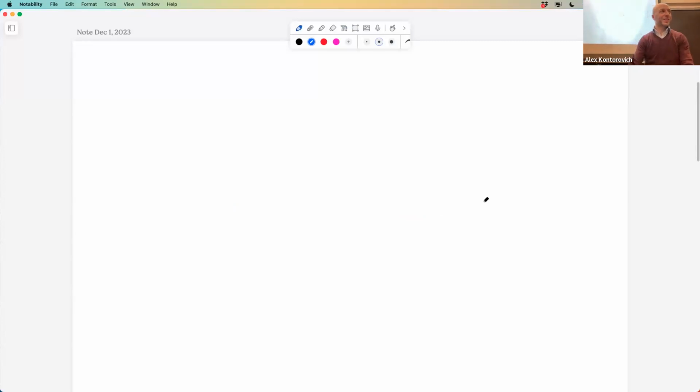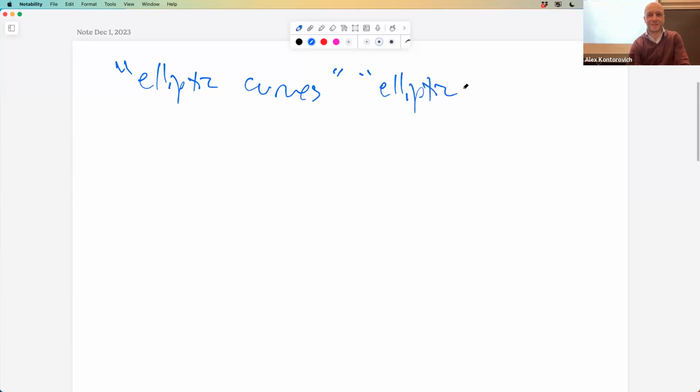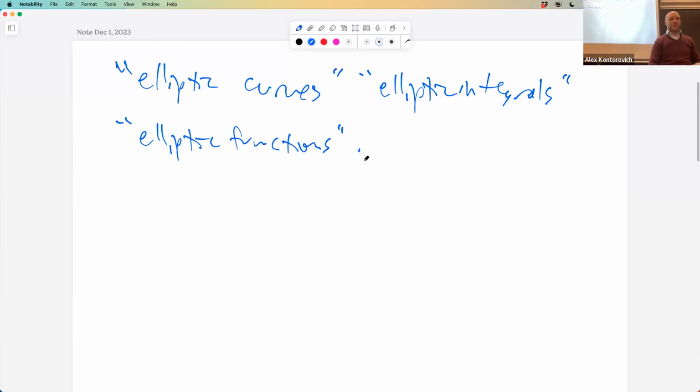So elliptic. There are three things: elliptic curves, elliptic integrals, and elliptic functions. And none of these have anything to do with ellipses. Well, that's not entirely true. What do they have to do with ellipses?